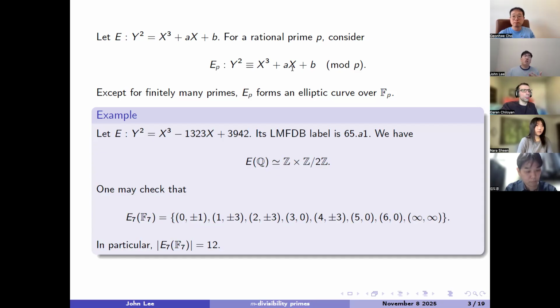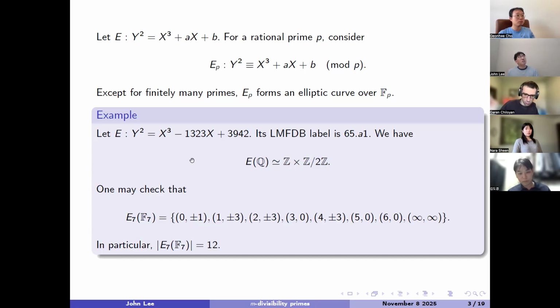However, now we are working mod p, so 4a^3 + 27b^2 should be not congruent to 0 mod p, and in some cases it might happen. So we are going to exclude these primes. Primes of good reduction are those primes that do not divide 4a^3 + 27b^2. These are the good primes. Bad primes are the primes that don't make this reduction an elliptic curve.